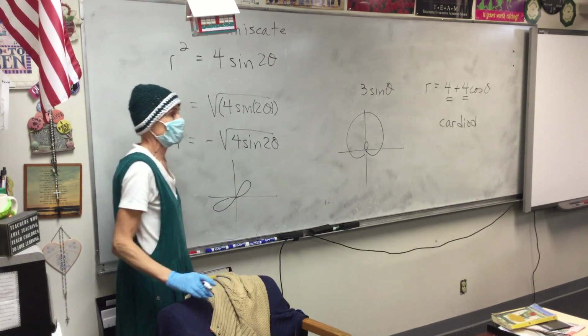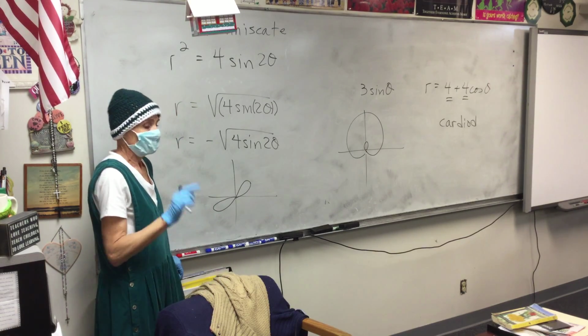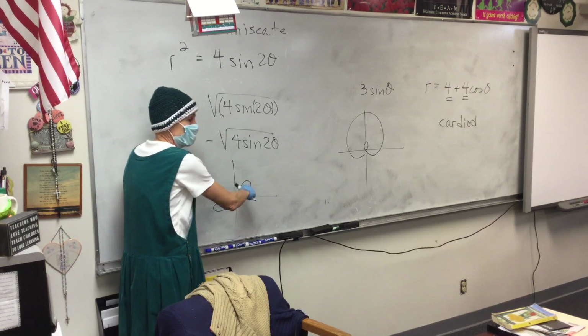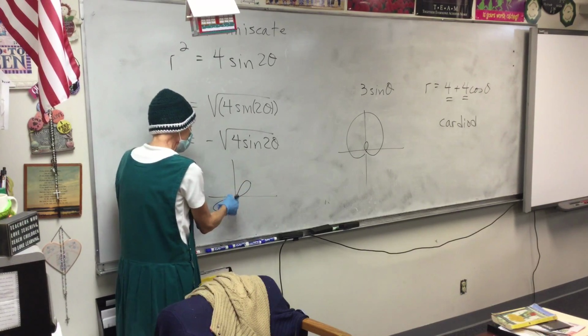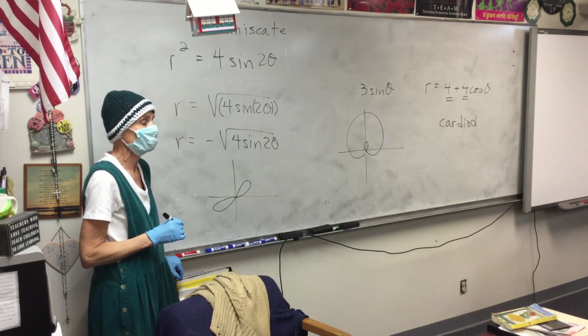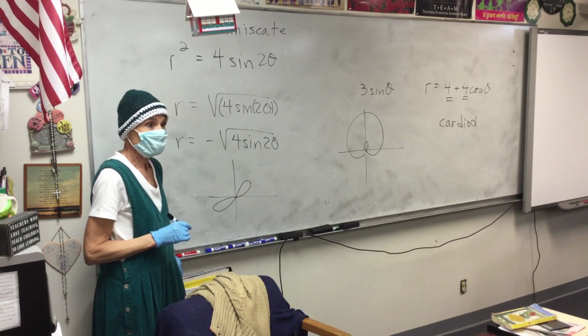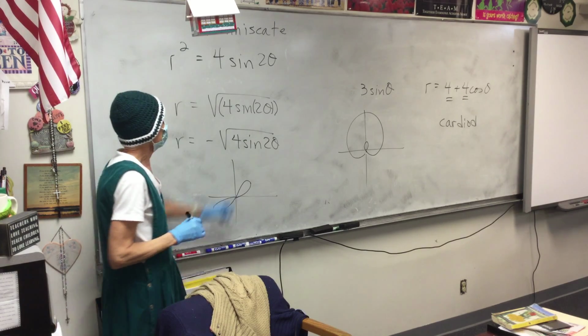Lemniscates look like figure 8s. Now, it's hard to tell because of the way that one's in the quadrants and not on an axis. But does anybody want to guess how long those leaves are just from the equation itself? 1.5. They're not a half. They're 2. Why are they 2 units long? Oh, because it's the square root of 4.